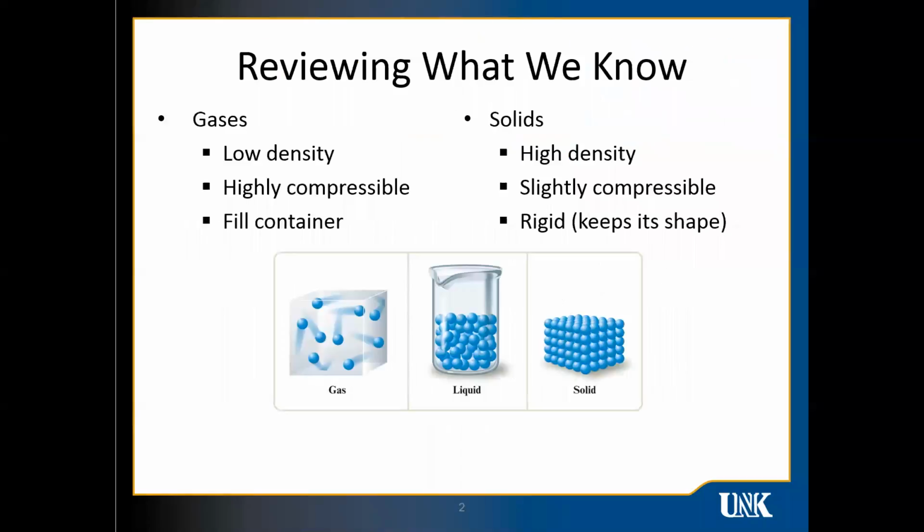So we know, your students know, that the three main phases that normally occur are gases, liquids, and solids. And there are large differences in densities. Gases have very low densities, they are compressible, and they'll naturally fill whatever container you put them in. Whereas solids are high density, they are very, very slightly compressible, and they're rigid, and they'll keep their shape. And of course, liquids are in between.